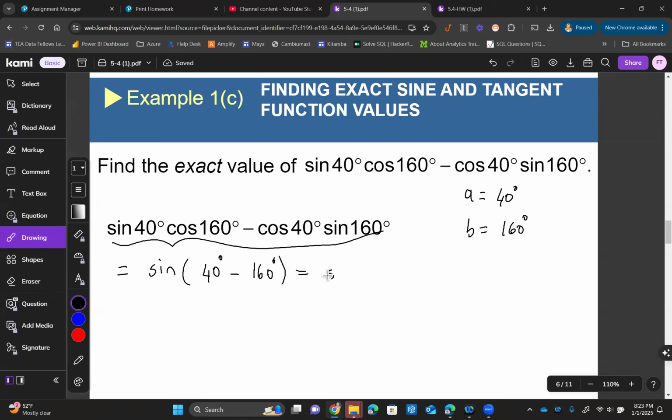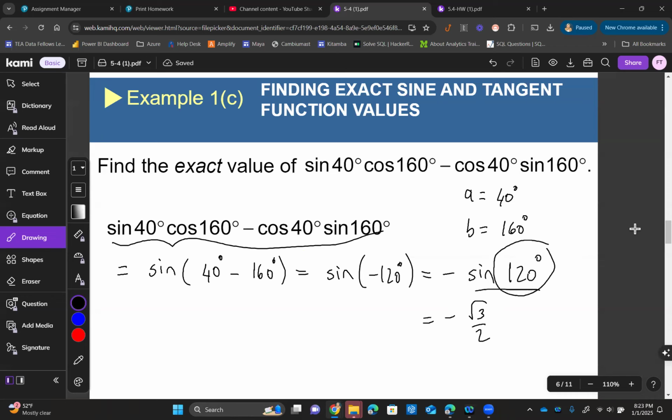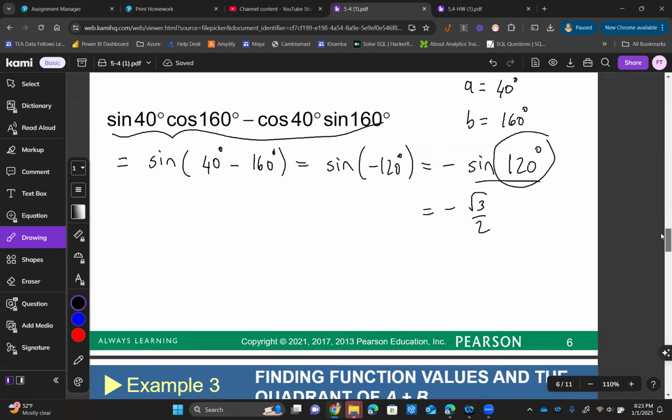So this is the same thing as sine of negative 120 degrees, because when I subtract 160 from 40, that's the angle I get. Sine is an odd function, so when this angle is negative, the negative goes outside, and it will be the same thing as negative sine of 120 degrees. I will copy my negative. Now I need to find the reference angle for 120. The reference angle for 120 is 60. So sine 120 is the exact same thing as sine 60, and sine 60 is equal to root 3 over 2. So the expected answer for this question is negative root 3 over 2.